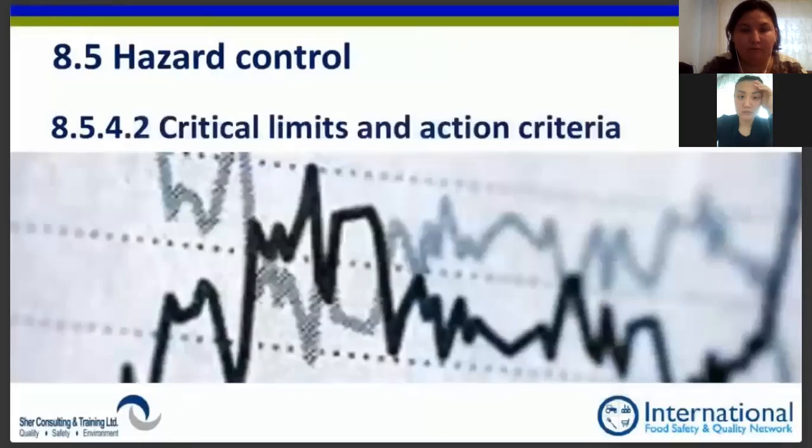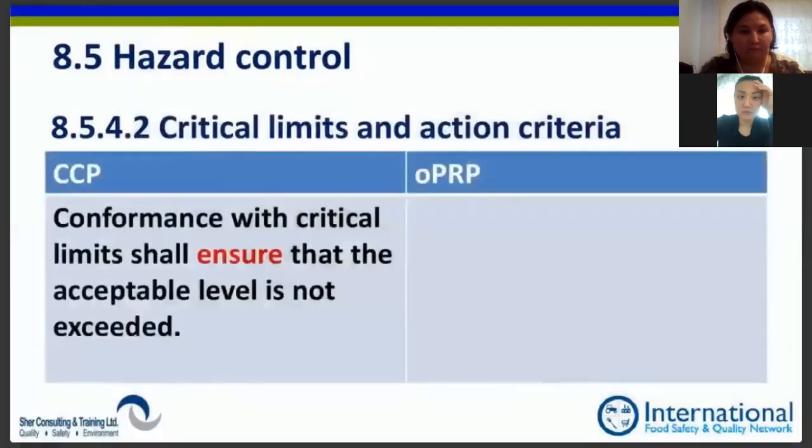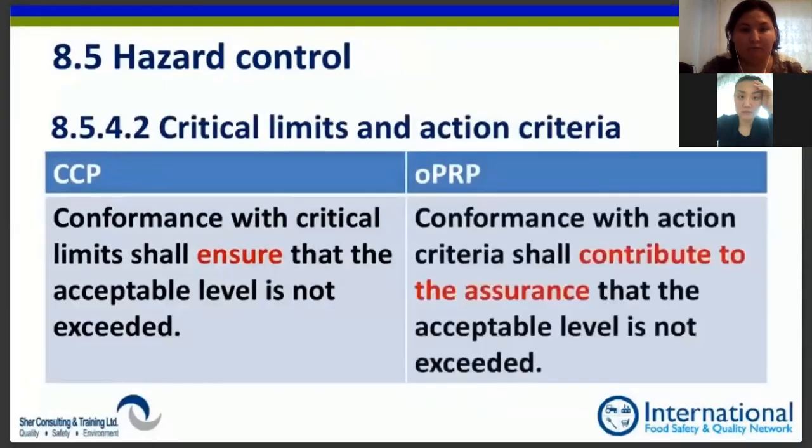Critical limits and action criteria. CCP, conformance with critical limits shall ensure that the acceptable level is not exceeded. That's not new. That's always been that idea. OPRP, and this is one distinction, 8.5.4.2, that I strongly dislike, and I encourage everybody listening, all 371 of you, to find a way to disregard this.